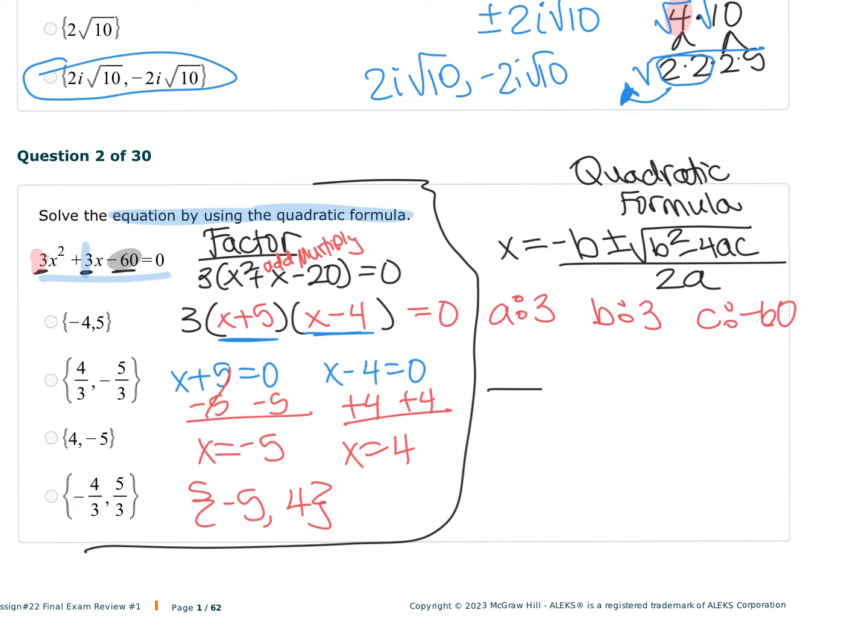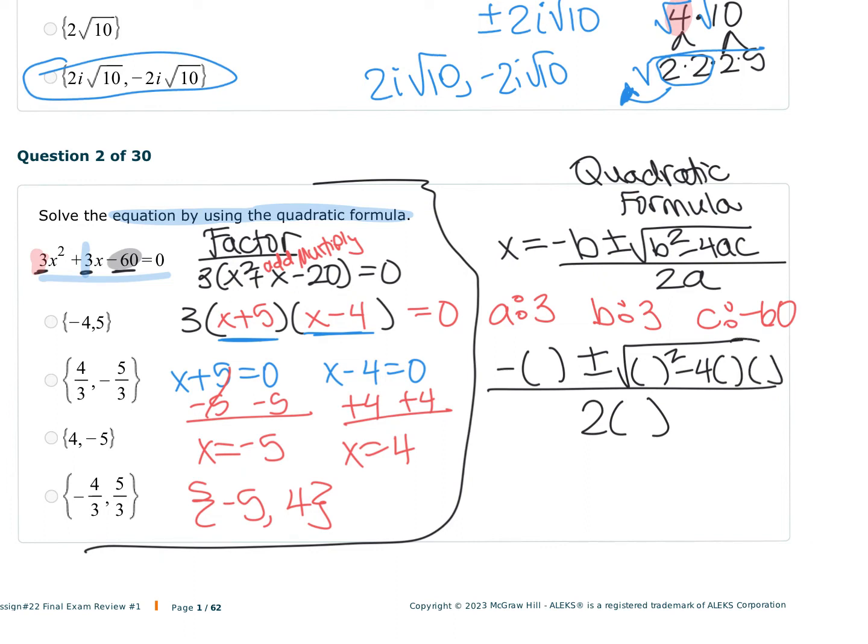So here's kind of what the quadratic formula looks like as a skeleton without anything plugged in. And now I'm just going to take those values and plug them in. All right, so I'm going to have negative b, right? So 3 goes there. And then I have b squared right here, so I put a 3 there. And then a is going to be a 3 as well. And a, you can see, is in 2 spots, right? It's in those 2 spots, and then c is negative 60.